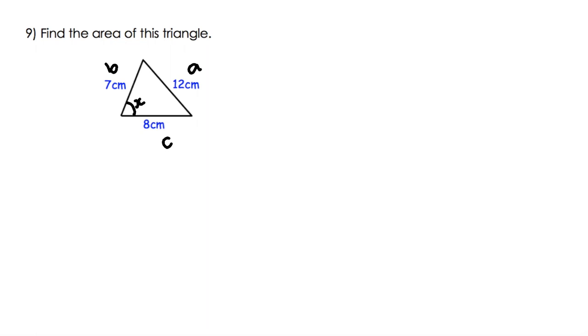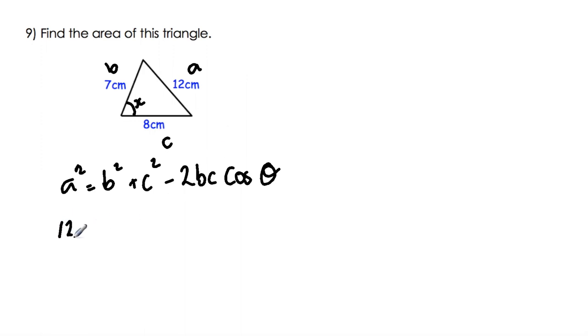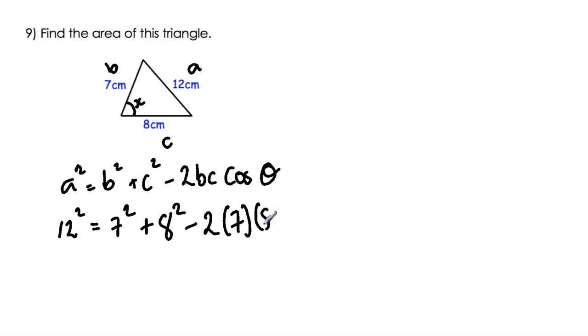To find the value of x, I'm going to be using the cosine rule. The cosine rule is a squared equals b squared plus c squared minus 2bc cos theta. Now I'm going to substitute the values of a, b, and c into this equation. So we have a, which is 12 squared, b is 7 squared, c is 8 squared, minus 2 times 7 times 8 times cos theta.